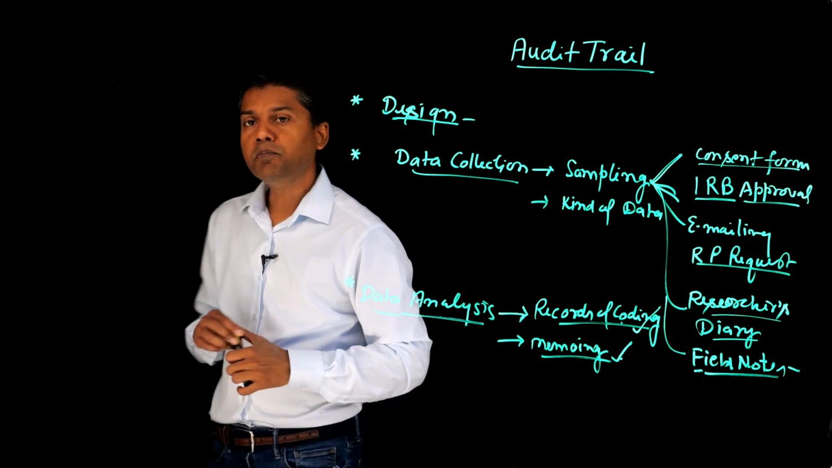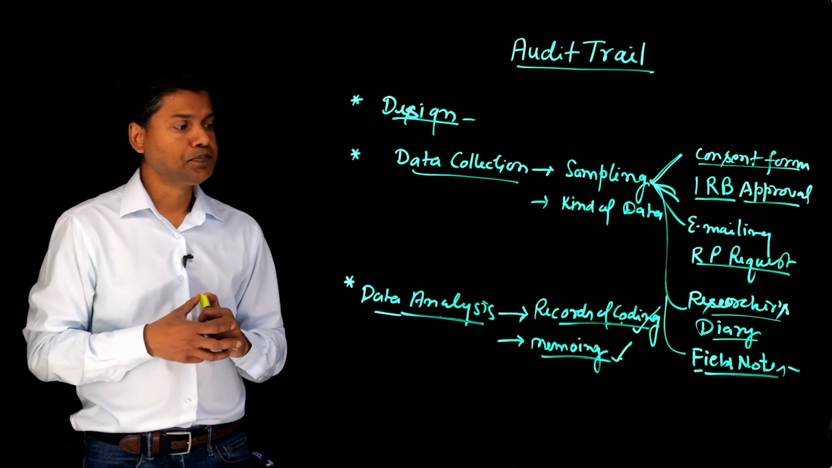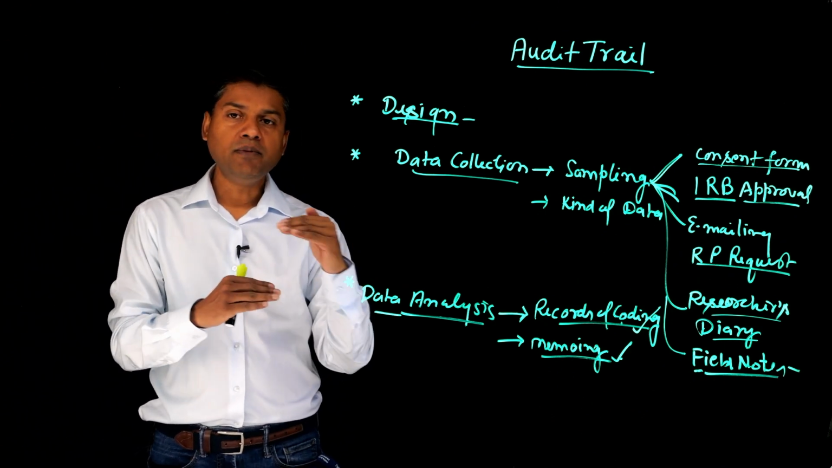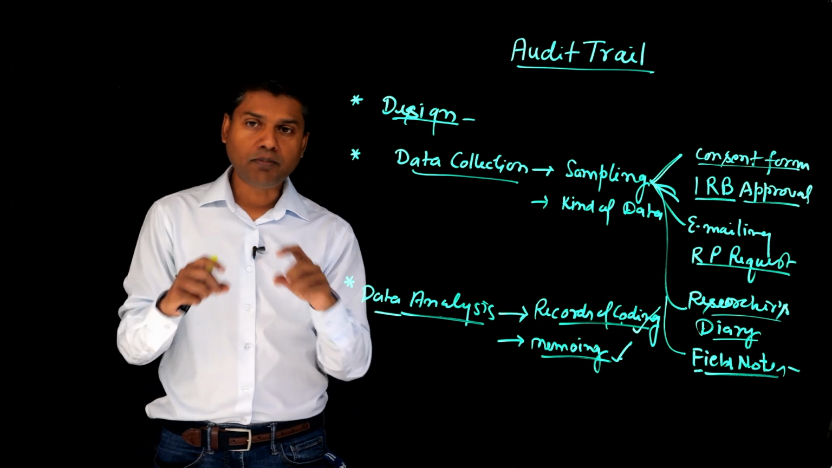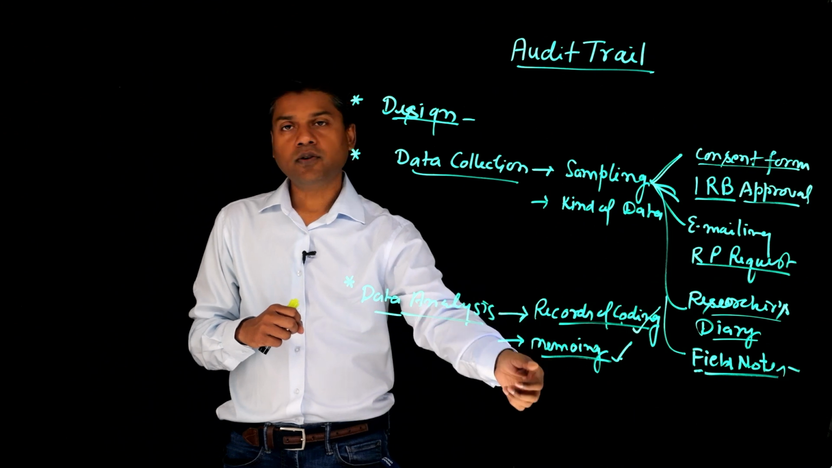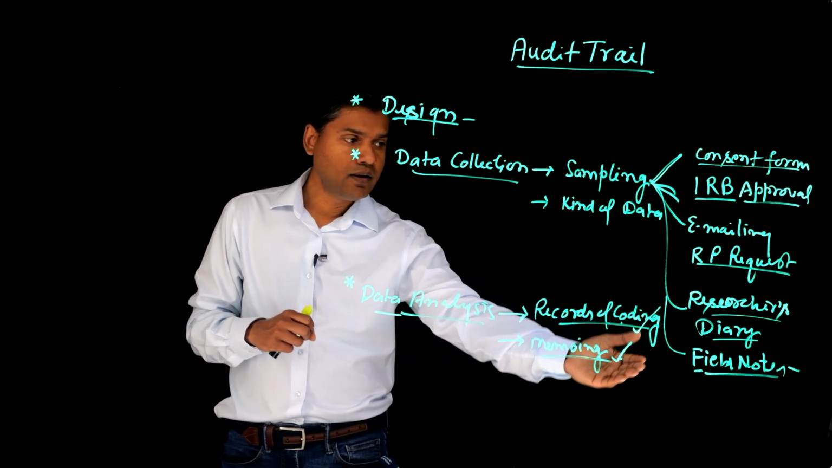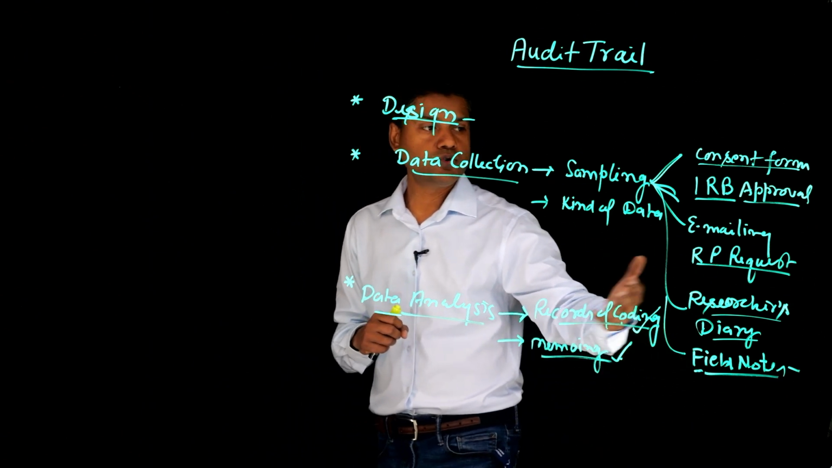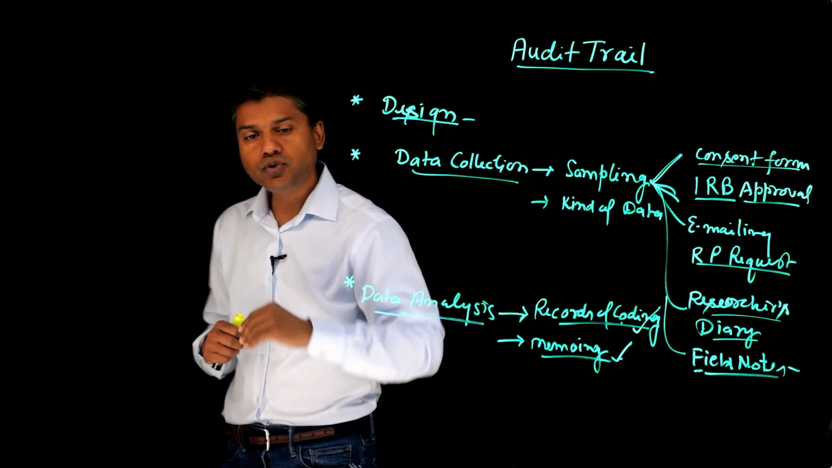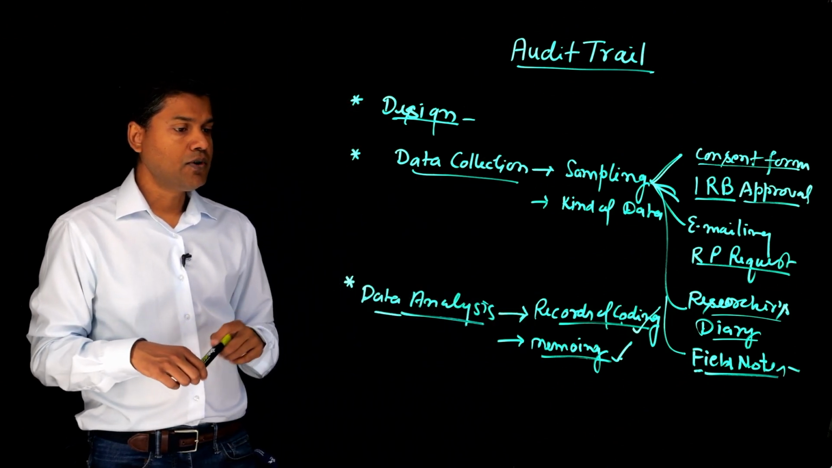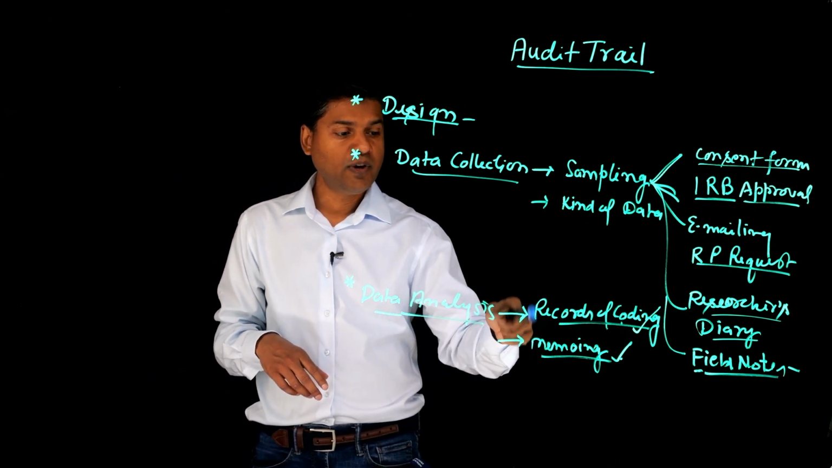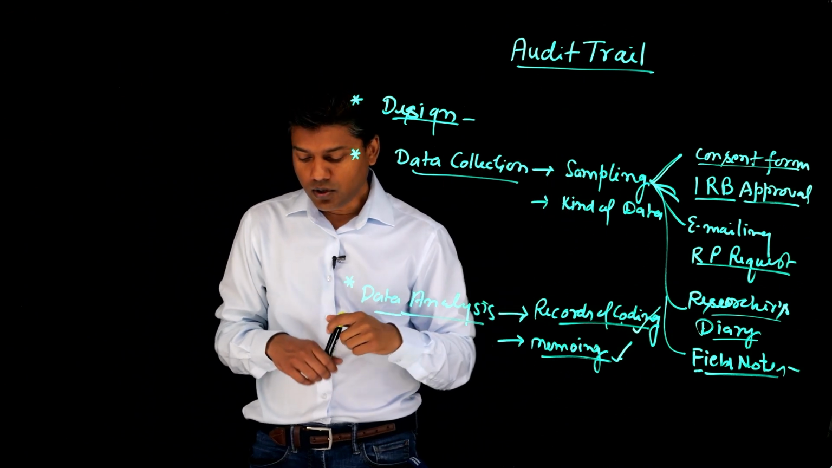Oftentimes when we submit our research article to a journal, it's important to add a supplemental file along with your manuscript, one that includes records of your coding and records of your memoing. You can also add your researcher reflection and field notes to support the overall understanding of the reviewers who are looking at your research. So from a data analysis perspective, records of coding and memoing are very important documents as part of your audit trail.